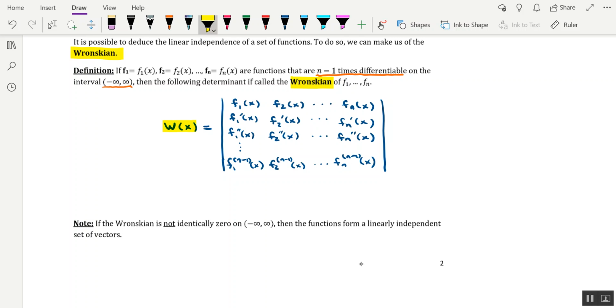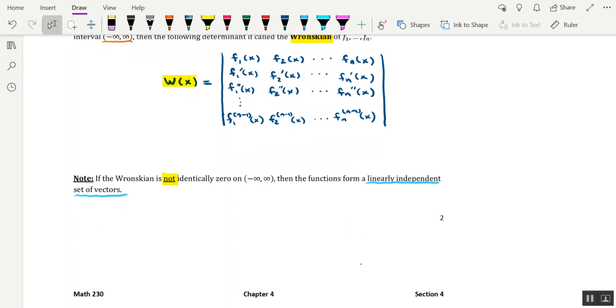And here's the deal. If the Wronskian is not identically equal to 0 on the real numbers, then the functions form a linearly independent set. So that implies two facts. The first fact is this. If the function that we get after we evaluate the determinant is not identically equal to 0, then we have linear independence.